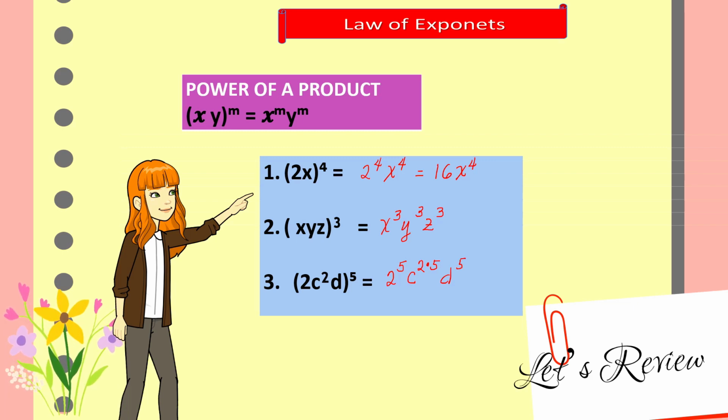So simplify further. 2 raised to the 5 means 2 times 2, 4 times 2, 8 times 2, 16 times 2, 32. So we will have 32. And then c is 2 times 5 is 10. And then d raised to the 5th power. Okay, so that is how we will do for the power of a product. We will distribute the exponent of the power to each member of the coefficient.